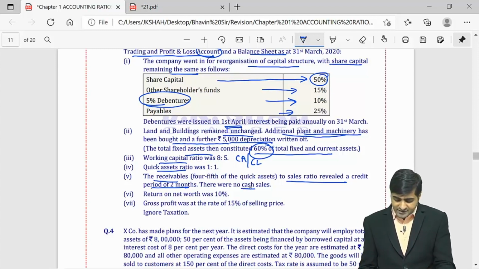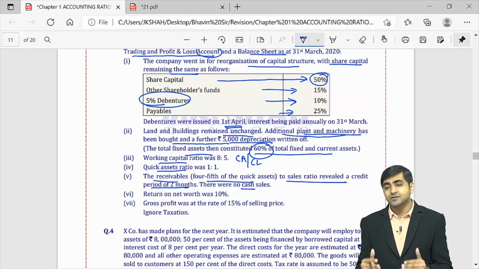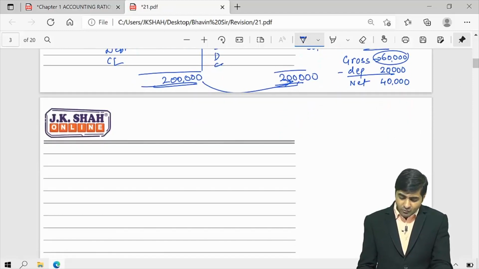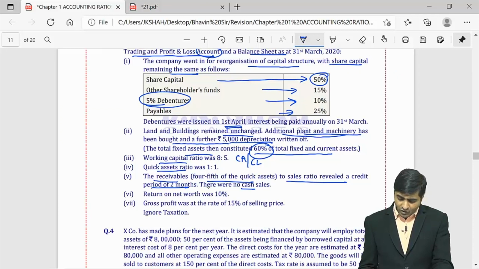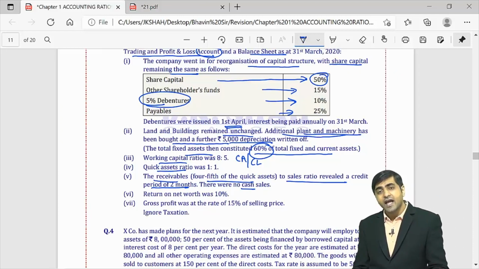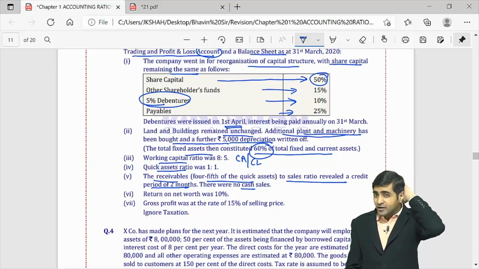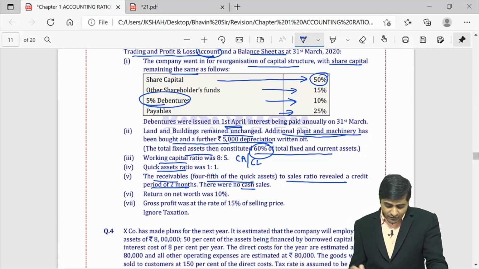And guys, there are no cash sales, and 4/5 of your debtors, 4/5 of your quick assets will be considered as your debtors. So the moment you have your quick assets available, so from that quick assets we have to take 4/5 part, and that will be forming part of your debtors. So 4/5 of our quick assets will be treated as your closing debtors, and with the help of your closing debtors and your debt collection period, we will be getting the amount of the credit sales. So that's how we have to calculate for your debt collection period.